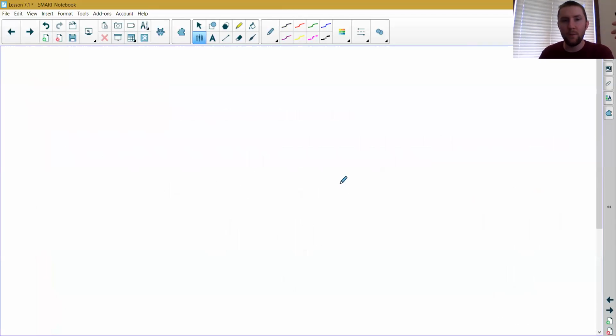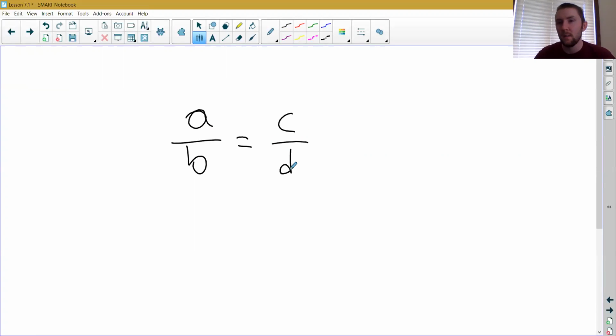And just as a quick review, a proportion is any time 2 ratios or 2 fractions are set equal to each other. So we end up with something like this. Okay, so we have one fraction, one ratio A to B is equal to this other ratio C to D. So when we solve these, generally what we would do is we would cross multiply, right? We do A times D, we do B times C. We'd set those equal. A times D is equal to B times C, okay?